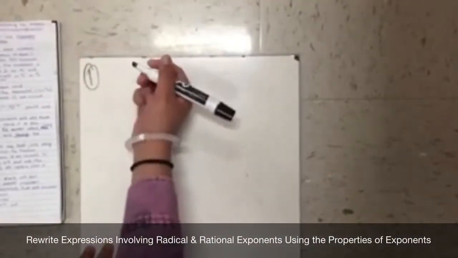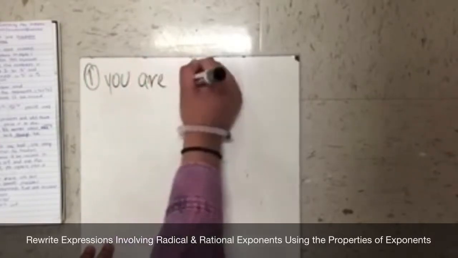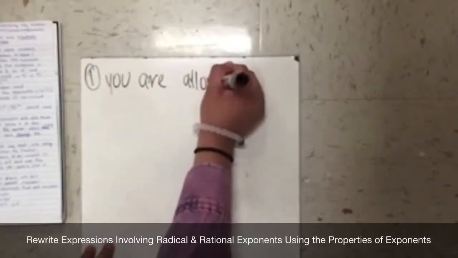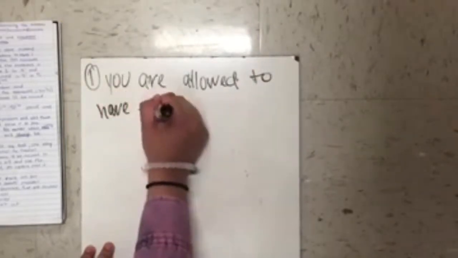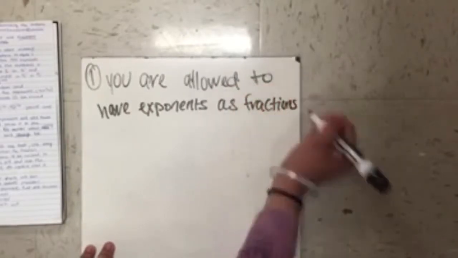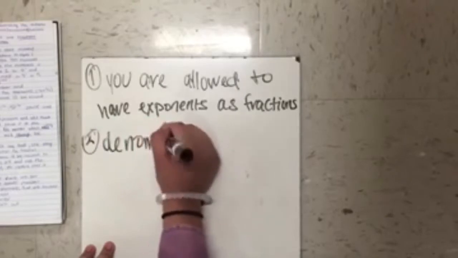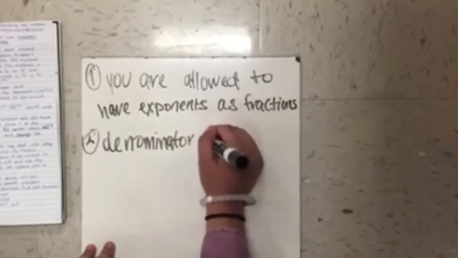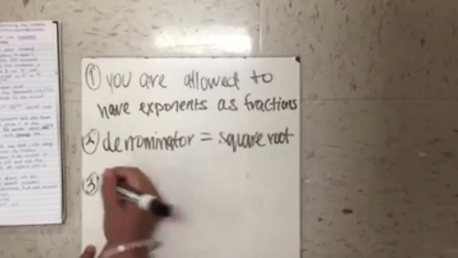Okay, so we're going to our second standard, which is rewrite expressions involving radicals and rational exponents using the properties of exponents. There are 4 simple rules to know before we start. 1. You're allowed to have exponents that are fractions. 2. The denominator of the fraction is the root. 3. The numerator of the fraction is the power. And 4. It doesn't matter which part you work out first.